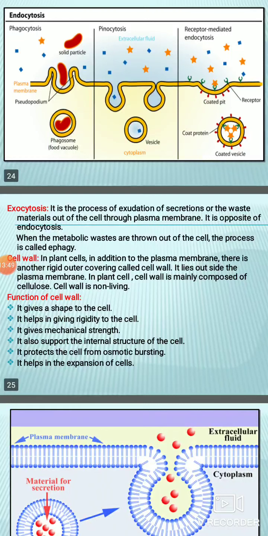Then it also supports the internal structure of the cell. It protects the cell from osmotic bursting, as I have already explained, and it also helps in the expansion of cells. Not only that, it also helps in cell to cell interaction. You must have seen that one cell interacts with the other plant cell through a connection which is known as plasmodesmata. So the cell wall also helps in cell to cell interaction. It also acts as a barrier for certain macromolecules, very big molecules. They cannot pass through the cell wall. That is how it protects the cell.